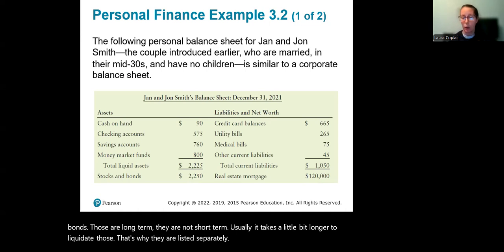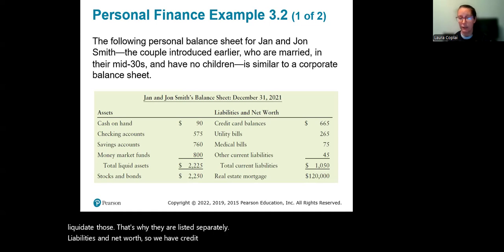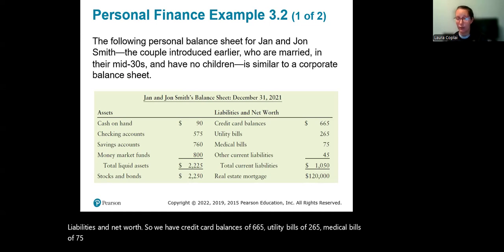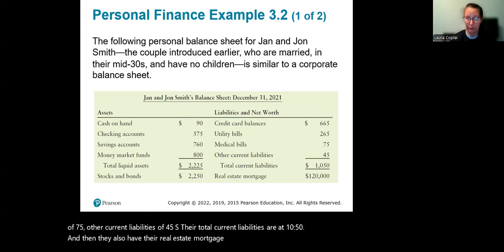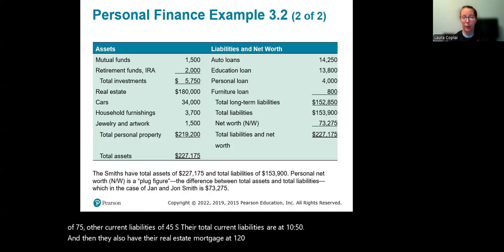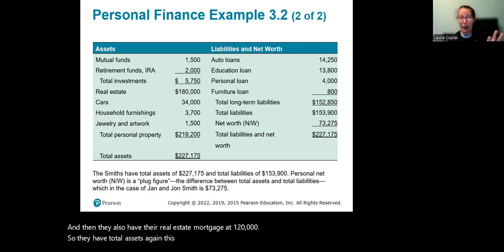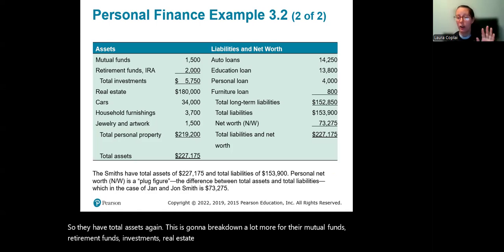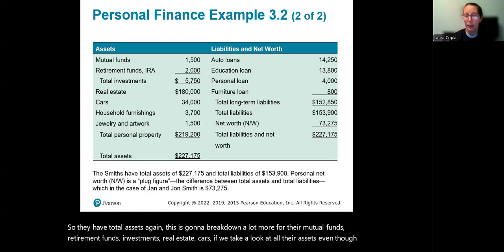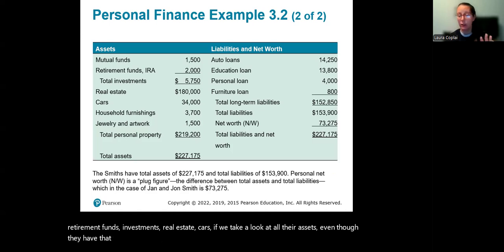Liabilities and net worth. So we have credit card balances of 665, utility bills of 265, medical bills of 75, other current liabilities of 45. So their total current liabilities are at 1,050. And then they also have their real estate mortgage at 120,000. So they have total assets. Again, this is going to break down a lot more for their mutual funds, retirement funds, investments, real estate, cars. If we take a look at all their assets, even though they have that mortgage loan, we can take a look at their assets and see what that totals out to.